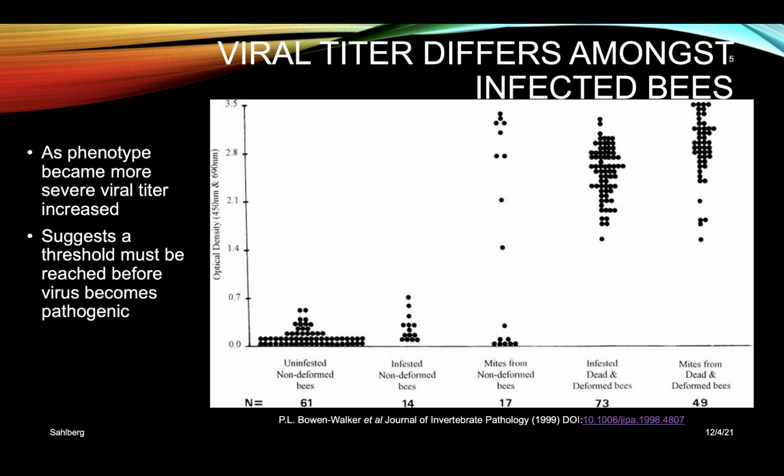Focusing in on the bee groups, the uninfested non-deformed bees had the lowest optical density or viral titer, followed by the infested non-deformed bees, and then the infested dead and deformed bees, which had the highest optical density and therefore the highest viral titer. This suggests that as severity of phenotype increases, so from phenotypically normal to death from infection, viral titer increases, suggesting that increased concentration of DWV leads to higher mortality and decreased survivability of adult bees. Furthermore, this suggests that a certain threshold concentration of DWV must be reached before the virus becomes fully pathogenic.